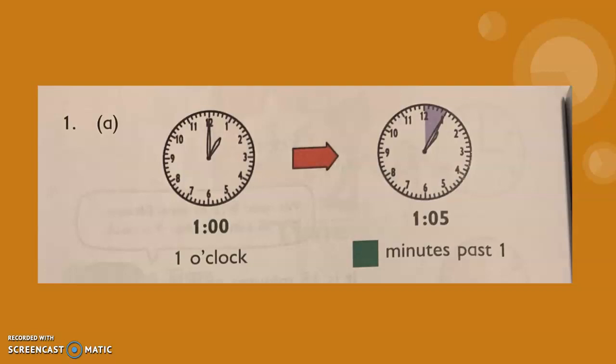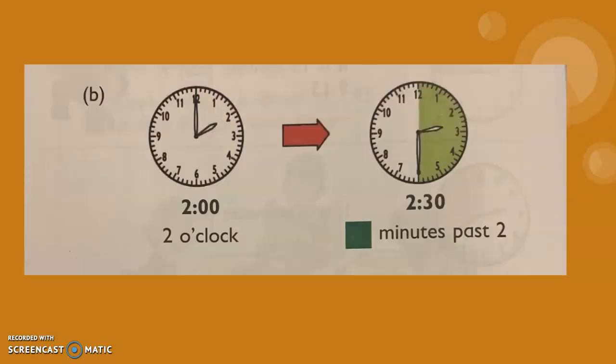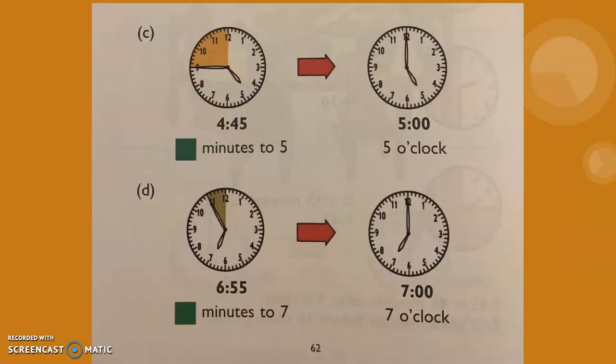So then it has a little blank there and it says, how many minutes past 1? So how many minutes is it showing us past 1? 5 minutes, right? Good job. Okay, so B says 2 o'clock, and then it's showing us 2:30. So how many minutes is that past 2 o'clock? And it even is doing us the favor of showing us how far that minute hand moves from 12 down to 6. How many minutes past 2 is it? 30. Good job. All right.